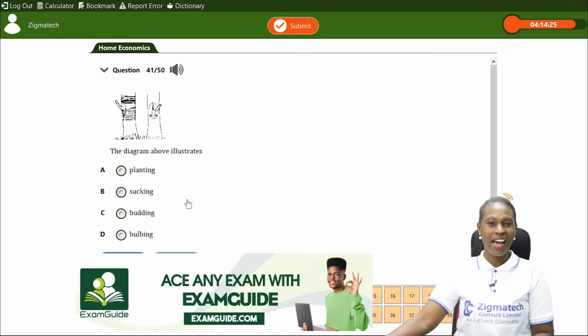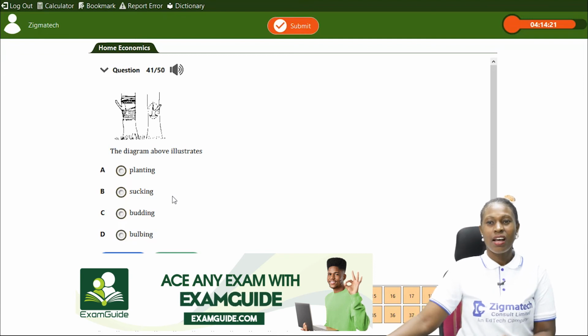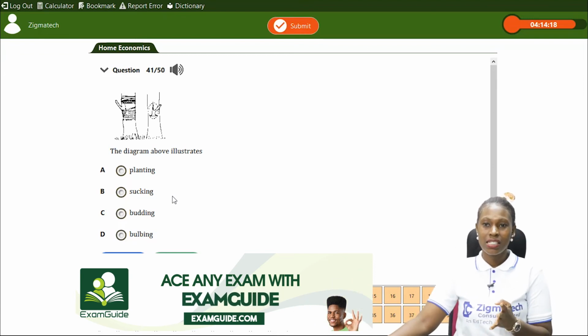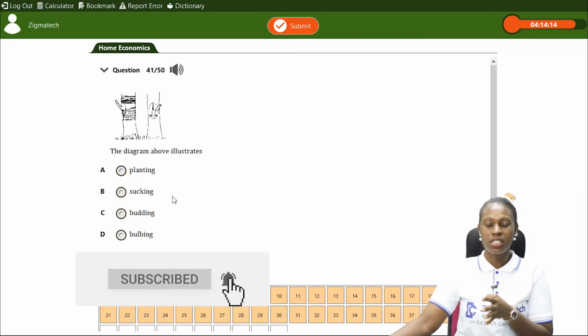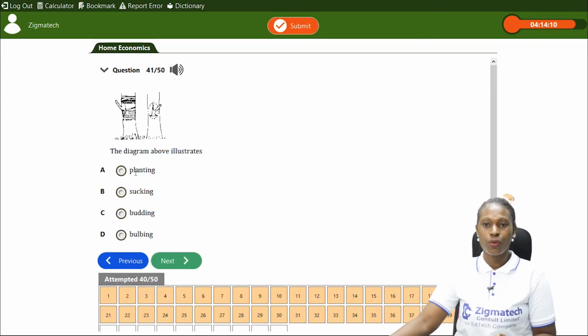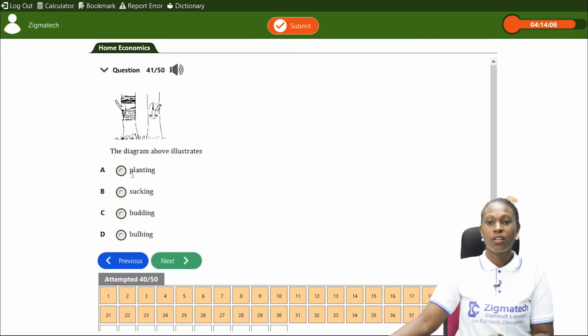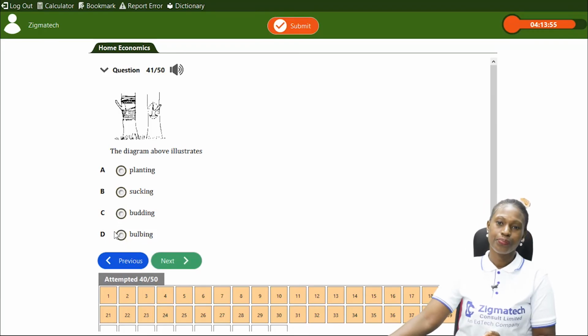Now we have another diagram here. Look at the diagram closely. What does the diagram above illustrate? What is it trying to connote? What is it trying to say? Look at it very well. A, planting, B, sucking, C, bulbing, D, budding. Now this diagram here illustrates budding.